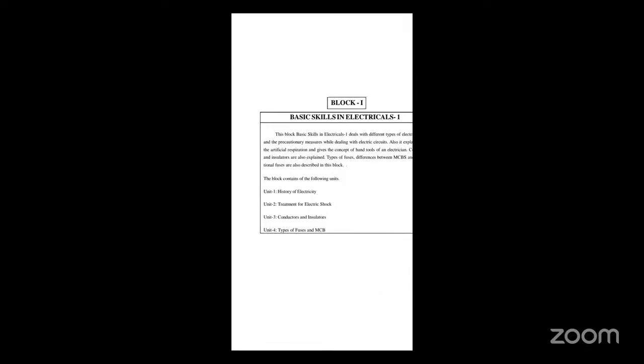Today we start our SEC paper, Basic Skills in Electricals. This block deals with the different types of electric circuits and the precautionary measures while dealing with electric circuits. Also, it explains the concept of respiration, gives the concept of hand tools of electricals, conductors and insulators, and also explains types of fuses and the difference between MCBs and conventional fuses. These are the four blocks.